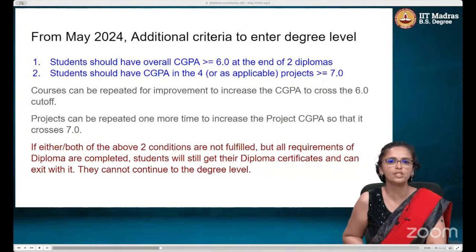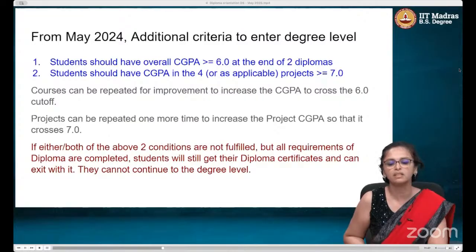Your overall CGPA of all courses in the foundation level and all courses and projects in the diploma level should be more than 6.0 at the end of 2 diplomas. So your CGPA should be greater than or equal to 6.0 at the end of 2 diplomas. That is condition number 1 for you to be eligible to enter the degree level in the May 2024 term or thereafter.